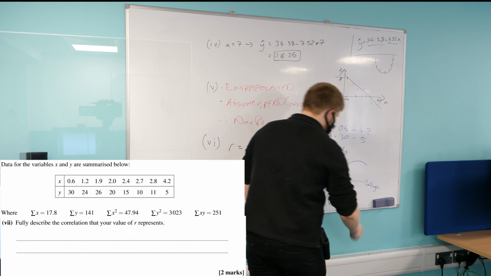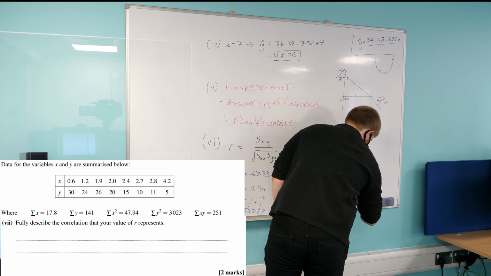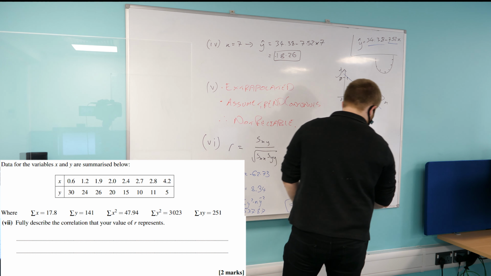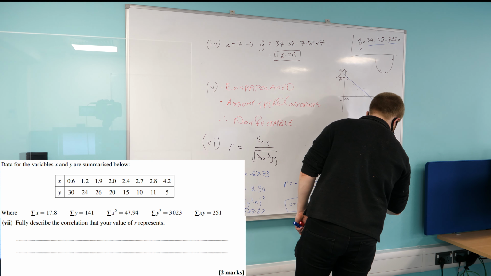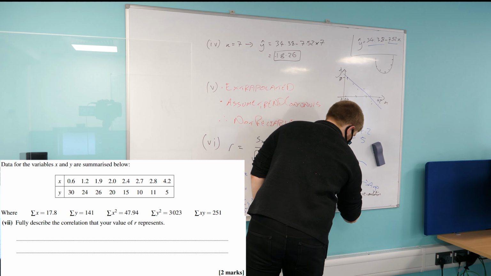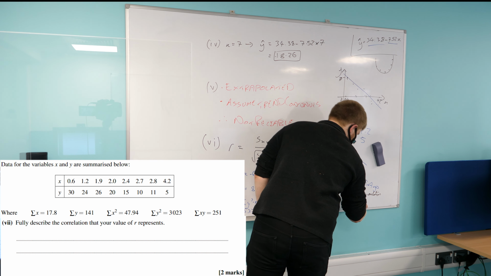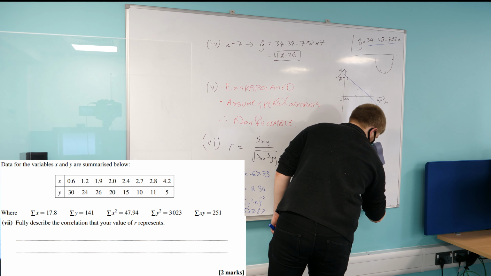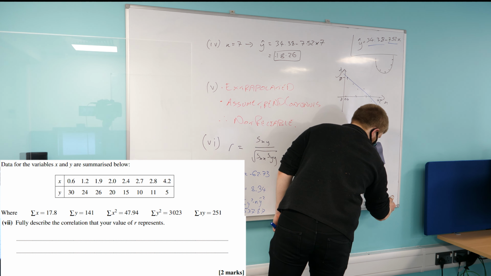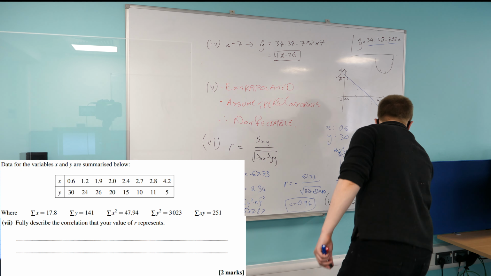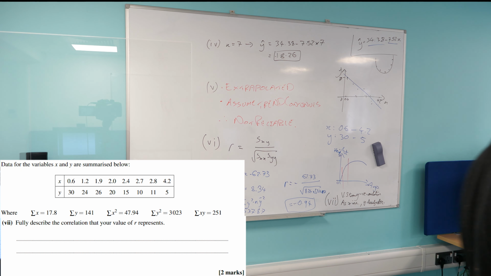So I would put 2 things here. First of all, very strong negative correlation. Sorry, I'm writing shorthand because I can't write that well. So very strong negative correlation. That's the first thing I'd put. But then you're absolutely right. I would expand on that and say, as X increases, Y closely decreases. Sorry, my handwriting is not that great. So you can put increases and decreases.